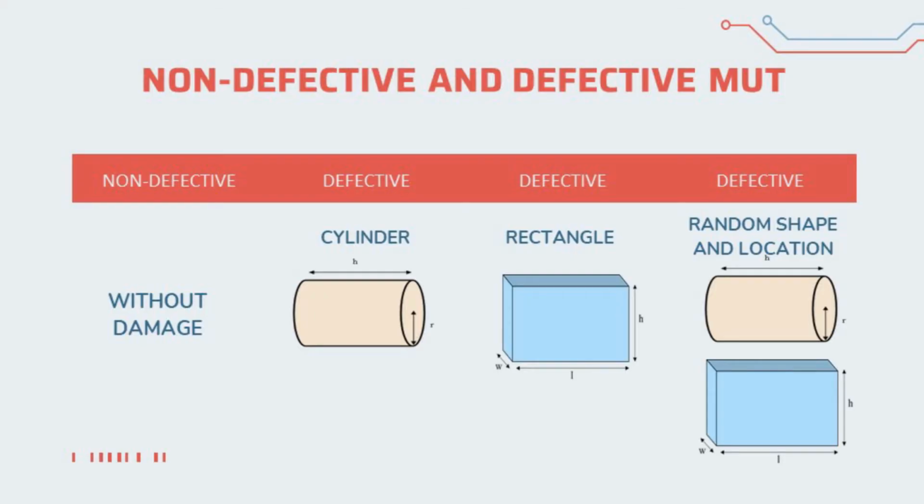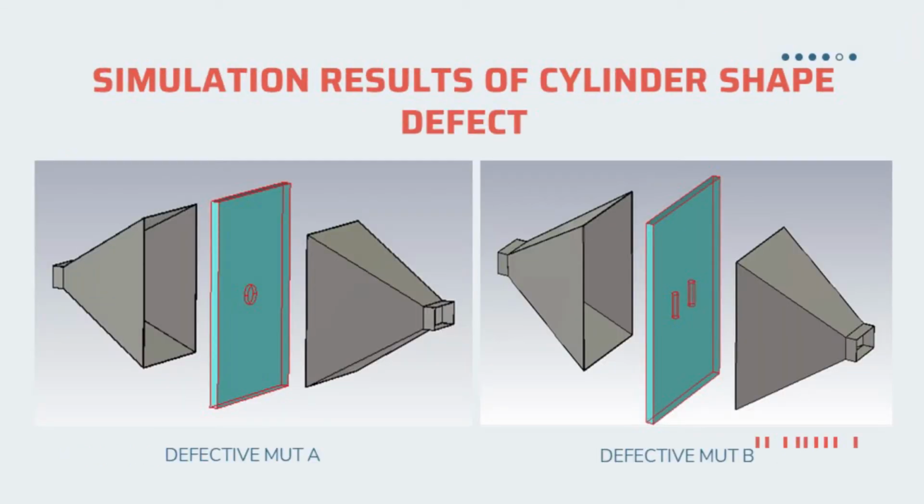This figure shows the non-defective and defective material under test. The defects introduced in the material under test have different shapes and dimensions and are also created in different locations in the material under test. Defective MUT-A has a defect in the shape of a cylinder created in the center of the material. For defective MUT-B, a defect in the form of two cylinders is created in the material under test.